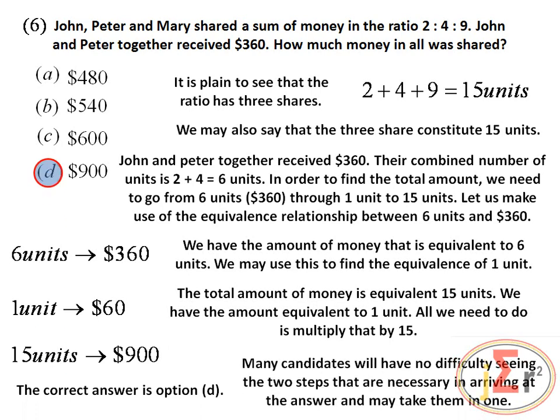Many candidates will have no difficulty seeing the 2 steps that are necessary in solving and may take them in one. So instead of taking 2 individual steps, they just divide by 6, then multiply by 15 in 1 step, and there they will have their answer in a matter of 0.5 seconds.